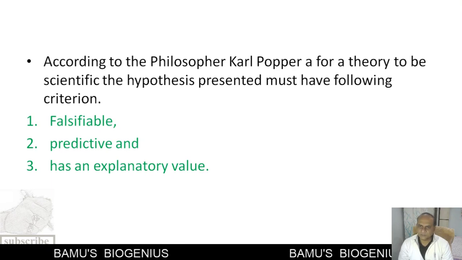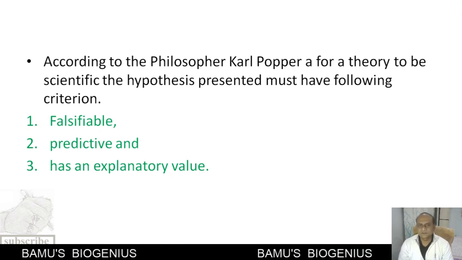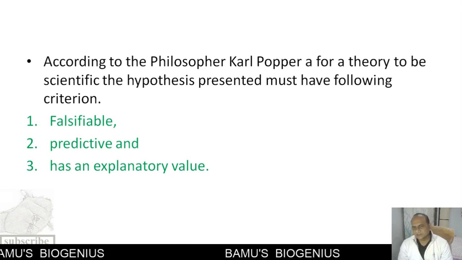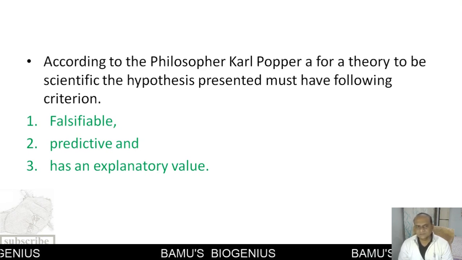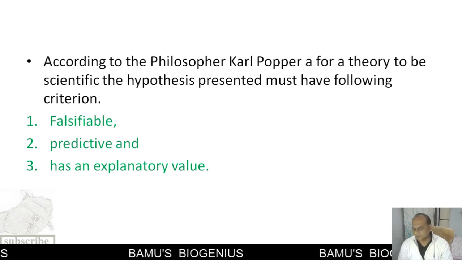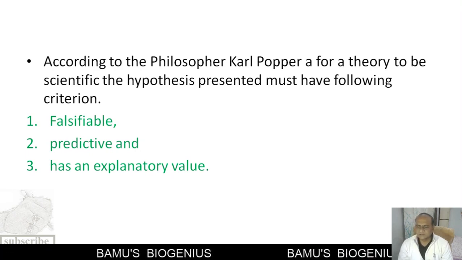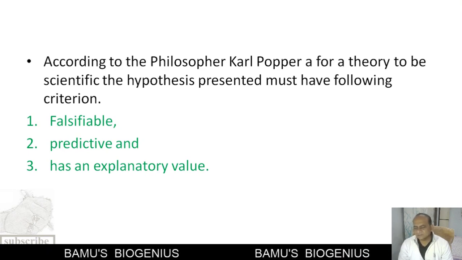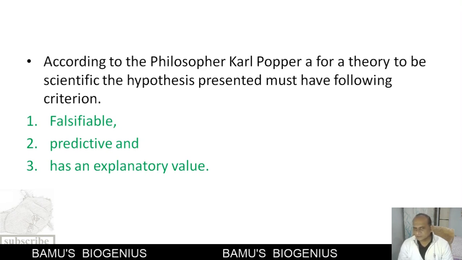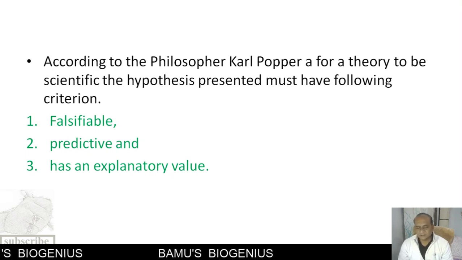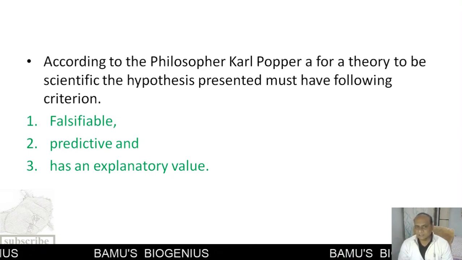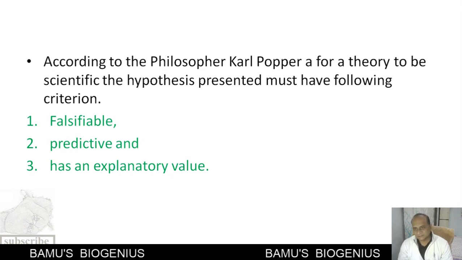Now, according to the philosopher Karl Popper, for a theory to be scientific, the hypothesis that is presented must have certain characteristic features or criteria. The first one is that the hypothesis should be falsifiable. Whenever a cladogram is used, it is nothing but a kind of hypothesis, based on observing particular traits in that group, and on that basis the cladogram is prepared, and it is also falsifiable.